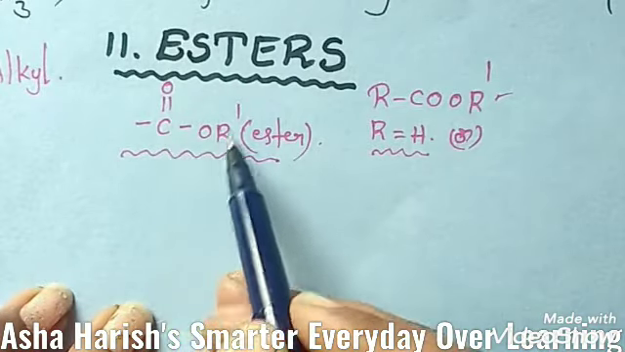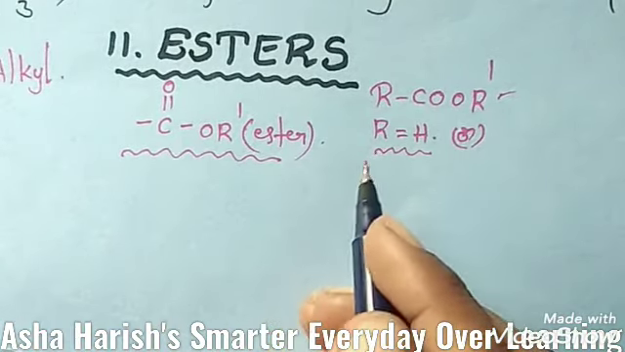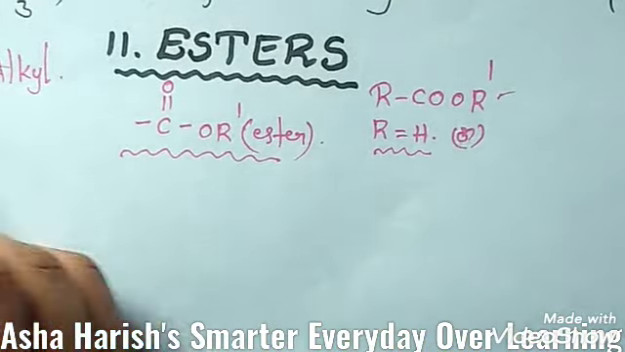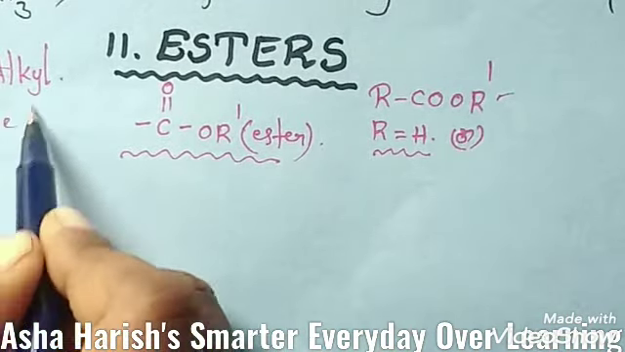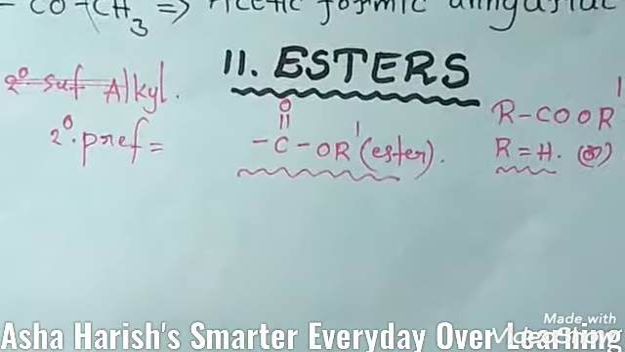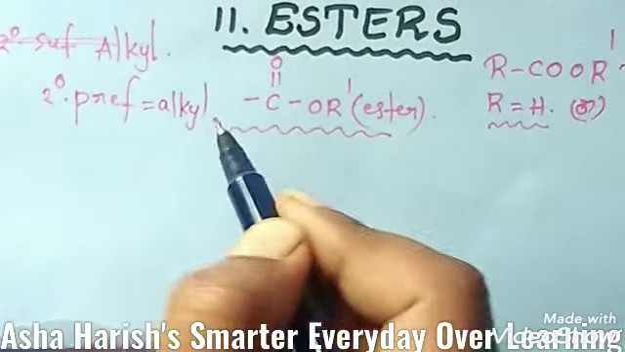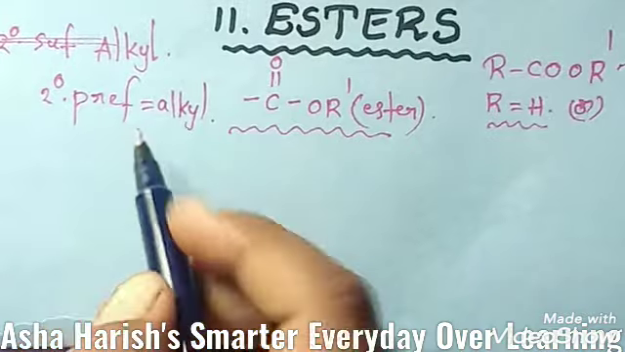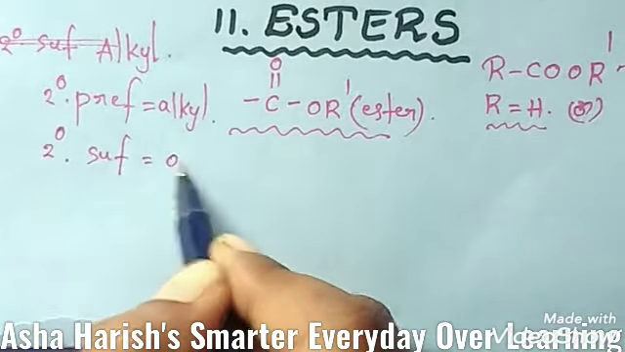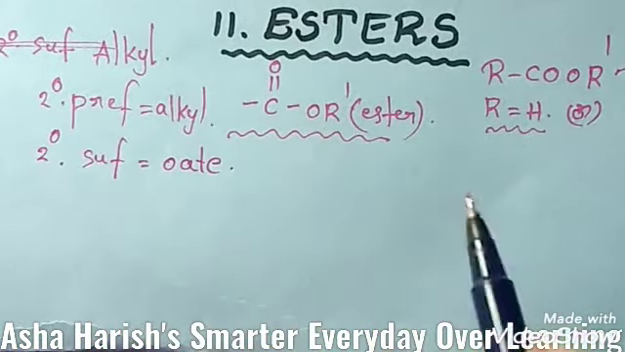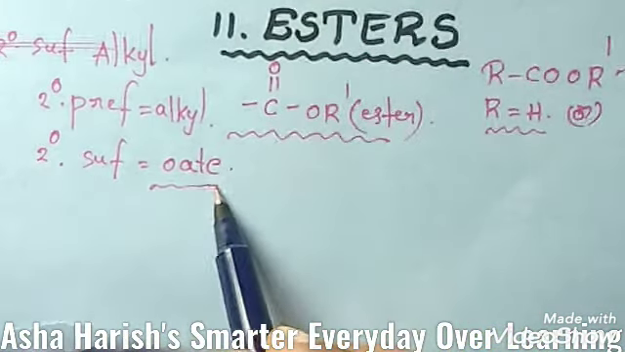It is represented as C double bond O, OR'. Okay, this is esters. Here there is no primary suffix or prefix, only the secondary prefix, which is alkyl. You should write alkyl as the secondary prefix, and there is also a secondary suffix, that is oate. Just by doing some examples you can understand very easily. Oate is the secondary suffix.